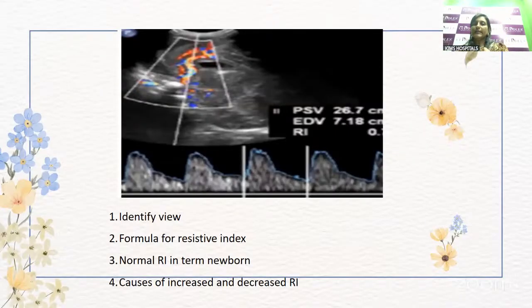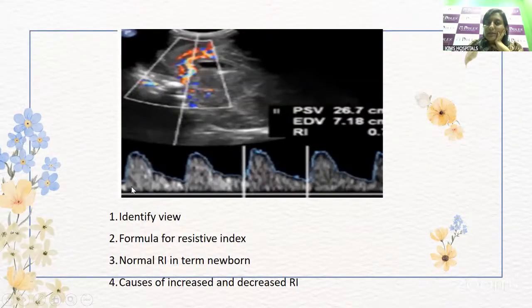Coming to the next question. So identify the view and what is calculated here, what is the formula and what are the normal limits. So this is the midline sagittal view. In the midline sagittal view, we place color Doppler, then we'll be able to trace the anterior cerebral artery. At the point where there is a straightening of the anterior cerebral artery, we'll place a pulse wave Doppler here.